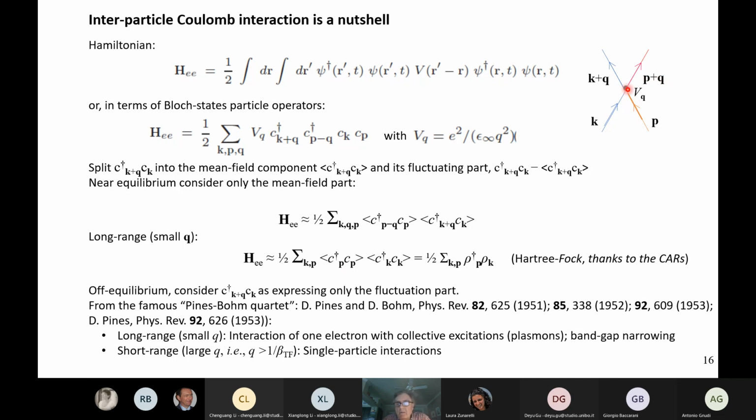And the scattering strength of the vertex, as some high energy physicists would call it, is given by the Fourier component of the Coulomb potential. Okay.